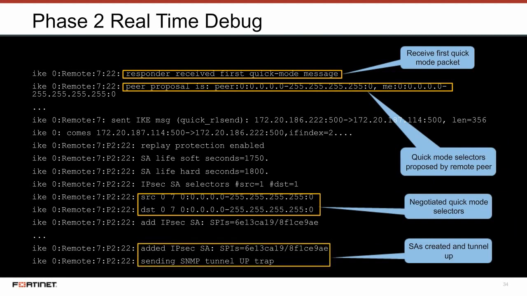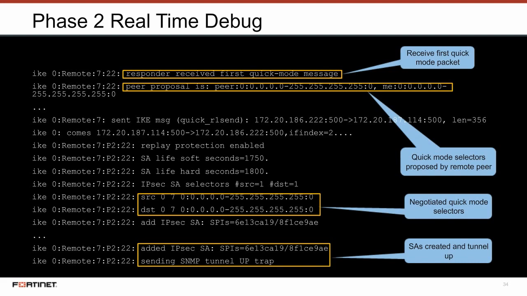This slide shows some output from a Phase 2 negotiation. The full output is much longer than this. The slide only shows a sample of some parts of that output. The first line announces the arrival of the first quick mode packet. The second line shows the quick mode selector proposed by the remote peer. In this case, it's 0.0.0.0/0 for both the source and destination.